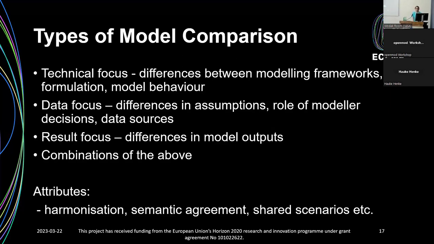You can take a very technical focus, for example, and here you would really interrogate models from a mathematical perspective. So what are the differences in the formulation of these models? These are both optimization models, but they seem to produce different results. Let's dig into the formulation and find out why. Why do these models behave differently? Why are we using a simulation model instead of an optimization model? Why do they give very different answers?